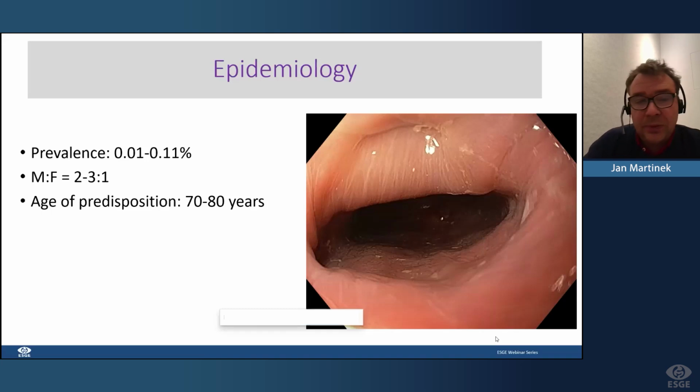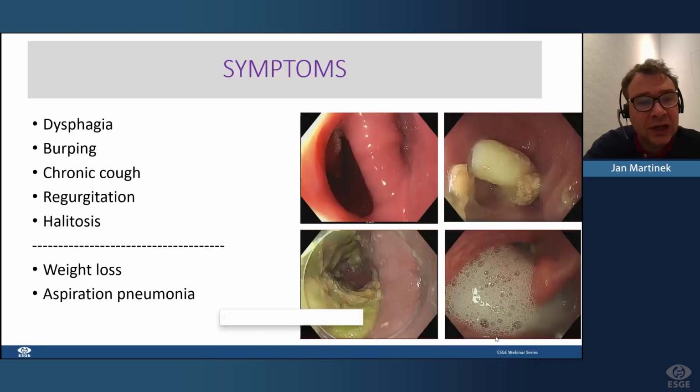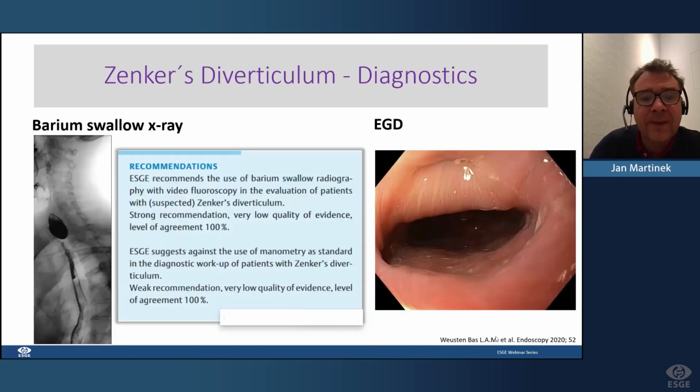It's not a very frequent disease, with male predominance, and usually we see patients between 70 and 80 years of age, but there are exceptions, or there are some patients with a younger age presenting with Zenker's Diverticulum. Symptoms include dysphagia, burping, chronic cough, regurgitation and halitosis. If there is a problem with food intake, patients may experience weight loss or may suffer from aspiration pneumonias.